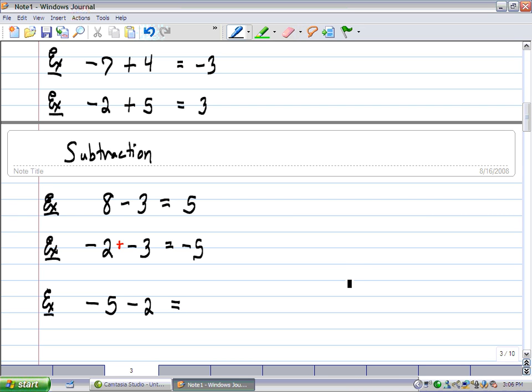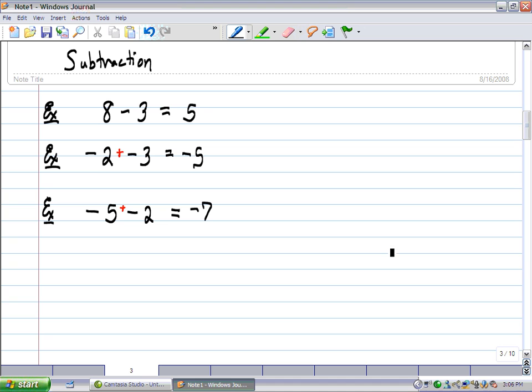Again, it doesn't matter which is bigger, which is first. I'm going down 5, and so you can think of there as slipping a little plus sign in there, and I'm going down 2. So you can always slip a plus sign in front of a negative. What you cannot do is slip a negative in. You can only slip in a positive.